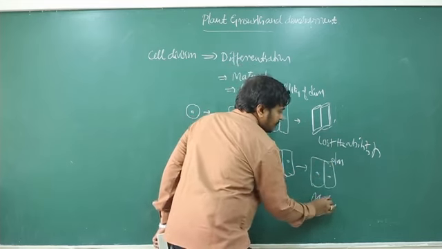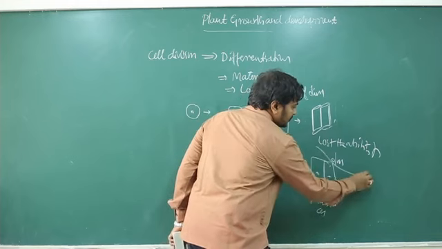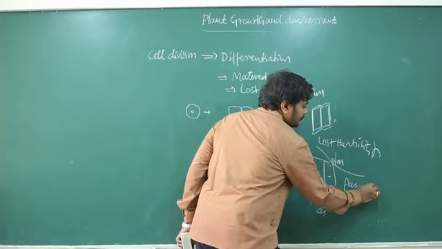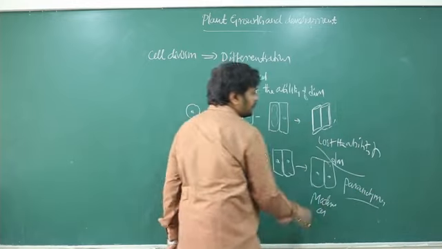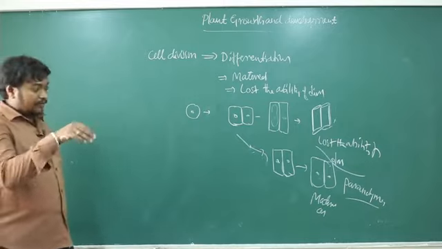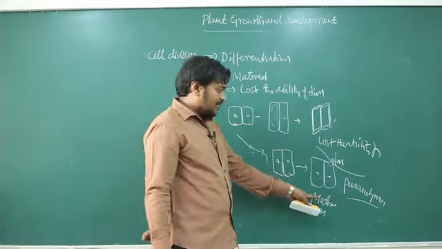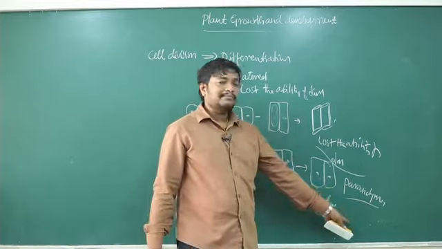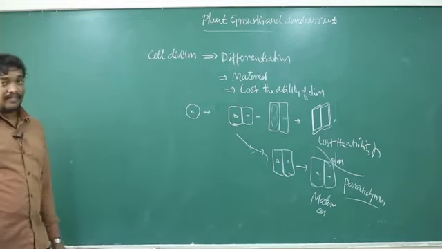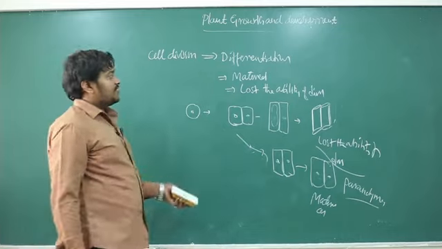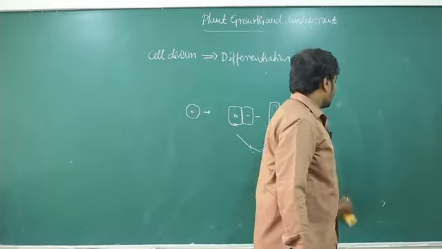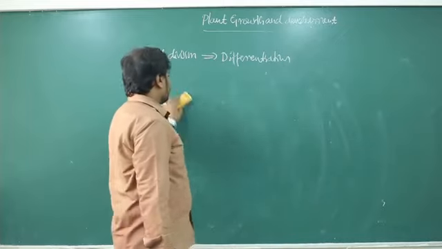Suppose these mature cells are parenchyma cells. If they are parenchyma cells, they have the ability to regain the ability to divide. So mature, lost the ability temporarily, then they become meristematic cells again. So totally the losing of the ability of division is called differentiation, or simply it is called maturation. The cell becomes matured. Okay, so this is one case.